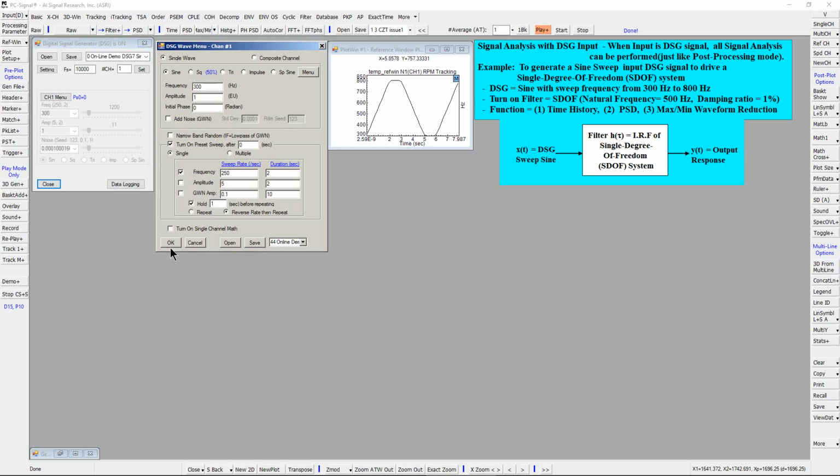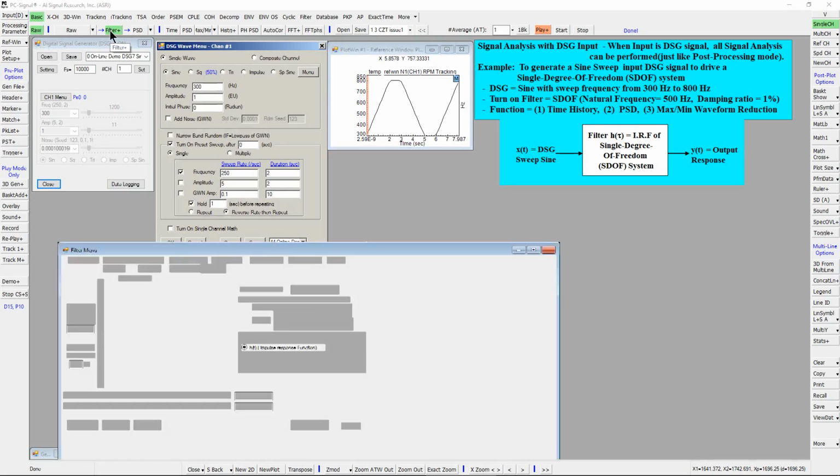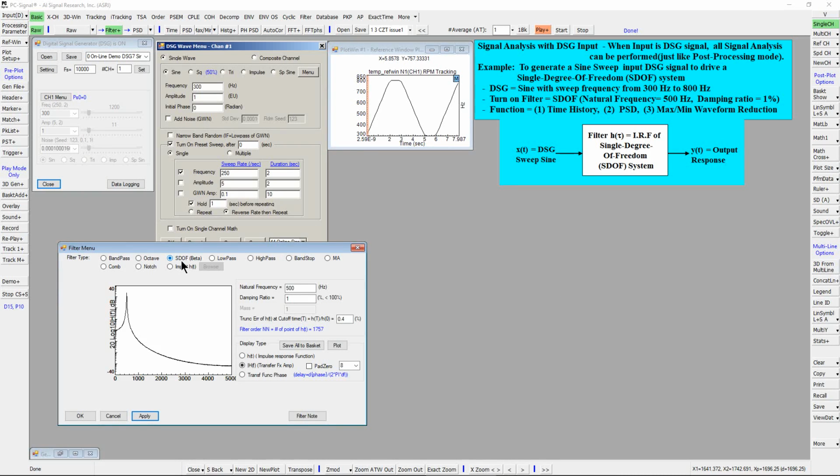Return to main menu. Then set up signal analysis. Turn on filter. And in its menu, select single degree of freedom system with natural frequency at 500 Hz and damping ratio of 1%. Close filter menu.